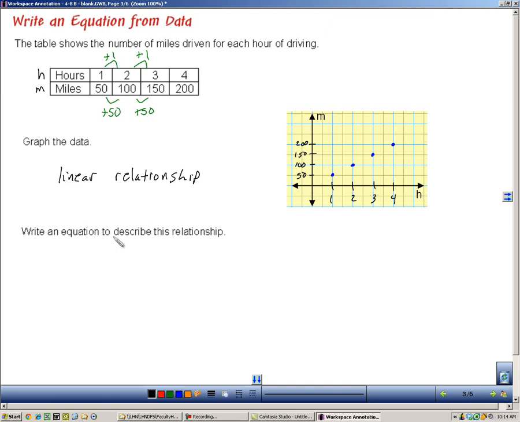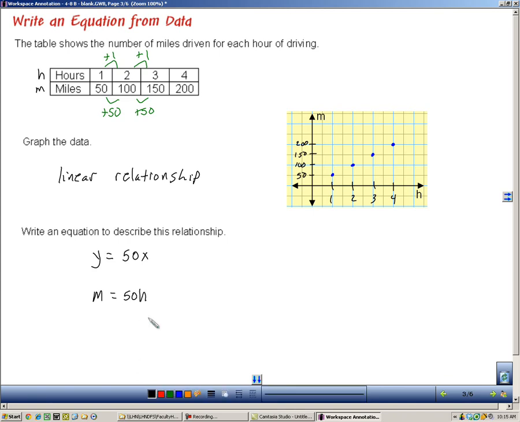Now I want to write an equation that describes it. Well, for every 1 going up of the hours, I get 50 of the miles. If you thought about this as X and Y's, we could say that for every Y, it's 50 times the number of hours. That would be my equation looking like with X and Y's. But with M and H, I would say that the miles is 50 times every hour.